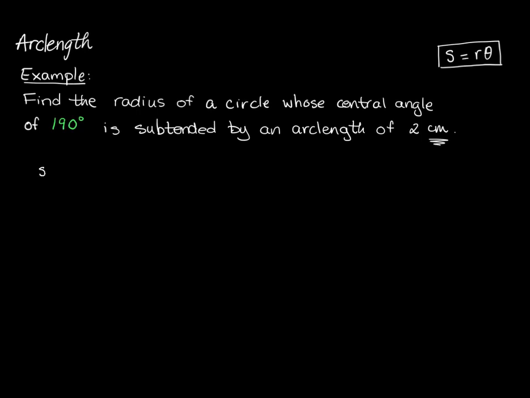So I can start to set up my formula here. S equals R theta. I know my S, it's 2. I don't know R, that's what I'm looking for. And I do know theta, that's what I want to plug in here. But theta is given in degrees. So once again, I need to convert between degrees and radians before I begin.